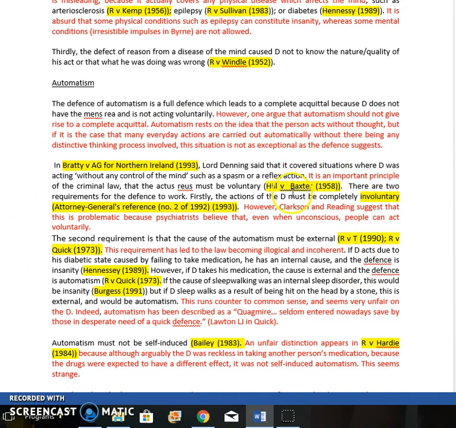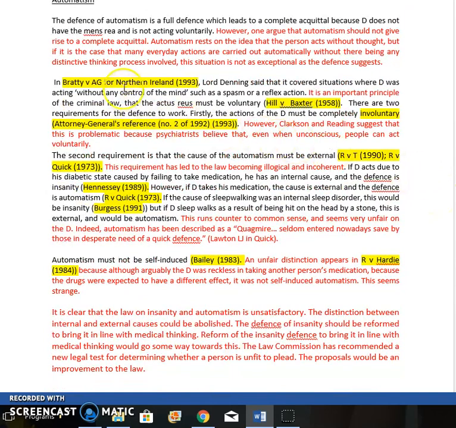I get on then to look at the requirements of automatism. In Bratty and the Attorney General for Northern Ireland, Lord Denning said that automatism covered situations where the defendant was acting without any control of the mind, such as a spasm, such as a reflex action. So automatism looks a bit like the word automatic. We're looking for automatic actions from the defendant. It's an important principle of criminal law, of course, that the actus reus must be voluntary. We know that from one of the very first cases we studied, Hill and Baxter. So the fact that if you're having a spasm, reflex action, your actus reus is not going to be voluntary. So that's the rationale, if you like, for having the defence at all.